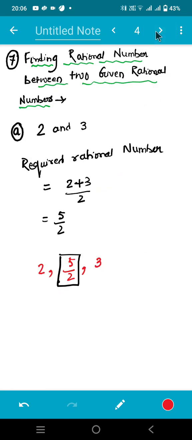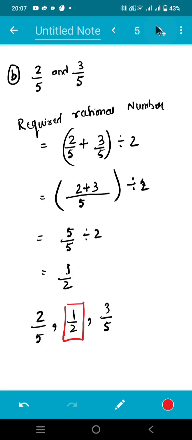Now let's see the last topic of today's session. That is how to find the rational number between two given rational numbers. So I gave you two examples. One is 2 and 3. Very easy. The concept is the same for both examples. If two rational numbers are given, first you have to add them, and the sum that you get, you have to divide by 2. Fine. And that would be the required rational number. But when you are placing your answer, you should place it like this and give a box so that the teachers can understand. So this is the required rational number that is in between these two given rational numbers.